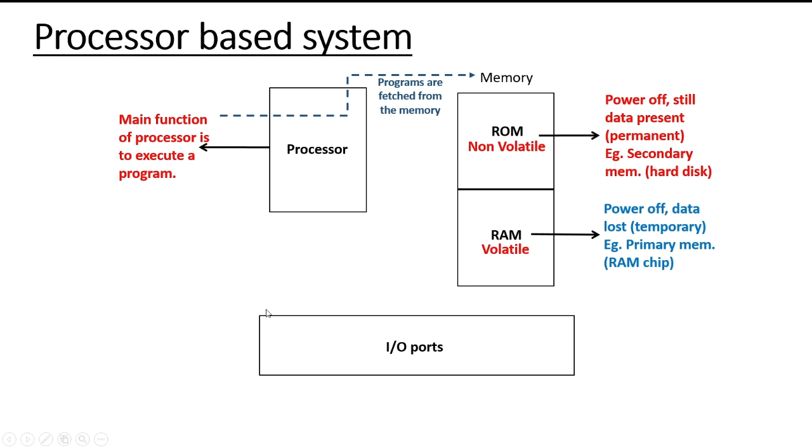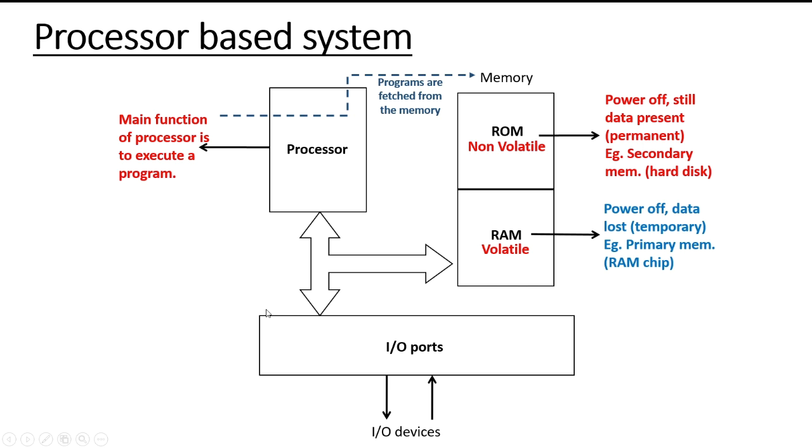Apart from RAM and ROM, there are IO ports using which the processor is connected to the devices. IO ports are used to connect the processor to the input-output devices, and they can be configured as an input port or an output port. So any processor based system consists of a processor, memory, which usually consists of ROM and RAM, and IO ports, and all those elements are connected together via the system bus.